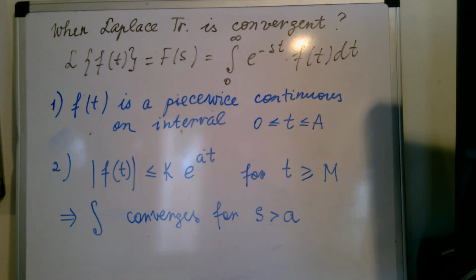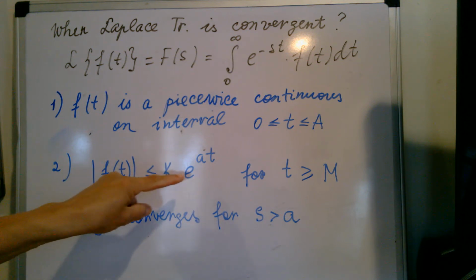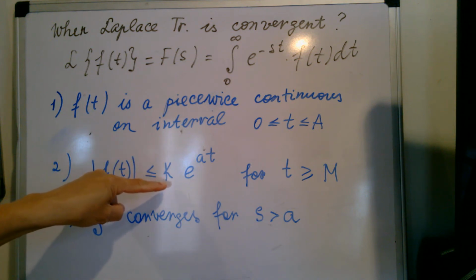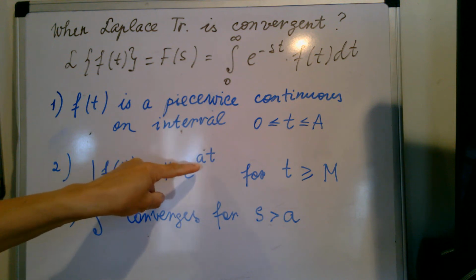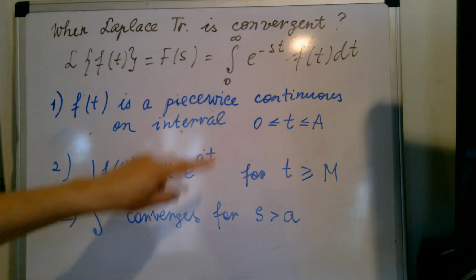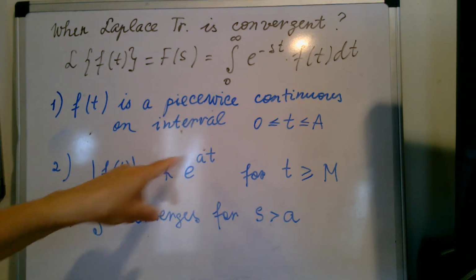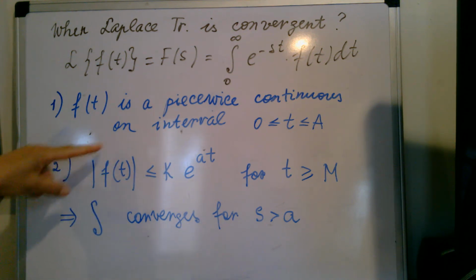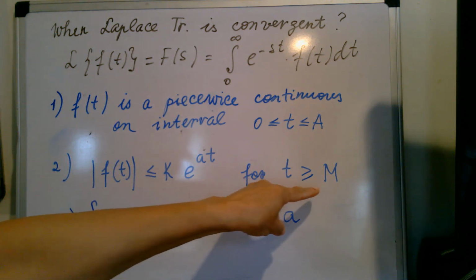And the second, f of t is supposed to be bounded by some exponential function with some coefficient k, which can be basically any number, and some exponent a, which also can be any number. But f of t is supposed to be less than this function. So you can put 10 billion here and 20 billion here, but it's supposed to be less than this. Not all functions satisfy this condition. So functions are supposed to satisfy this condition starting with some number M and to infinity.